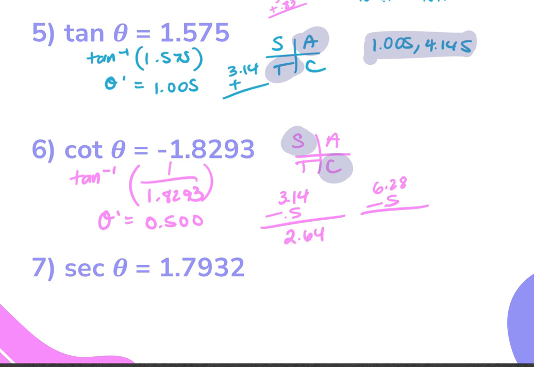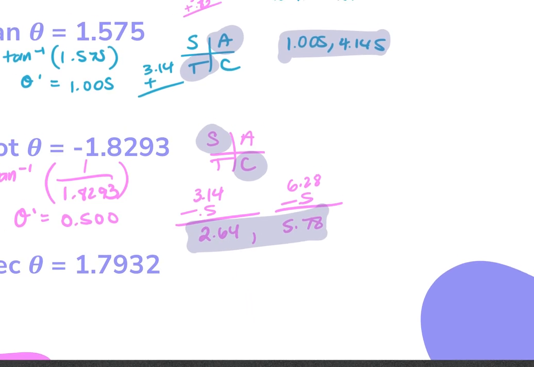2.64. 5.78. To check those, I would do 1 over tan 2.64, 1 over tan 5.78. Negative 1.8. Negative 1.8.